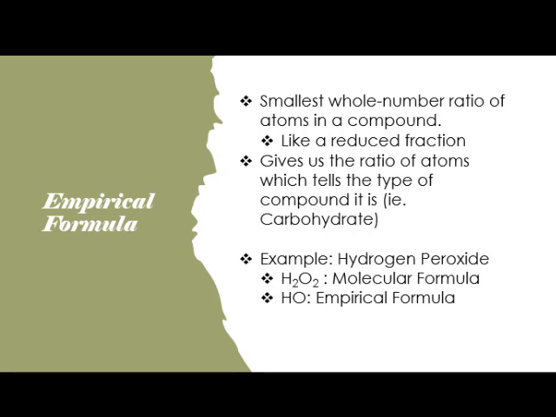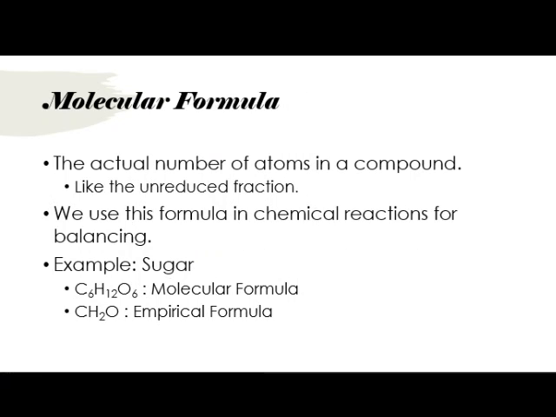An example here is hydrogen peroxide. You usually will see it as H2O2, and that is a molecular formula. That is what we use in the balancing of equations. But the empirical formula here is actually HO, because both these numbers can be divided by 2. So it's a 1-to-1 ratio of hydrogen and oxygen. That's what the empirical formula tells me: just the ratio of the atoms or the elements.